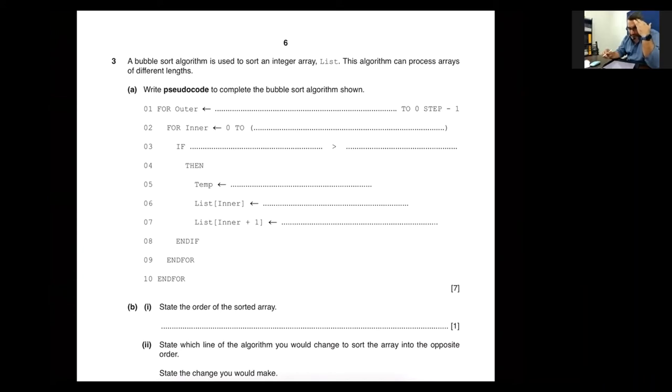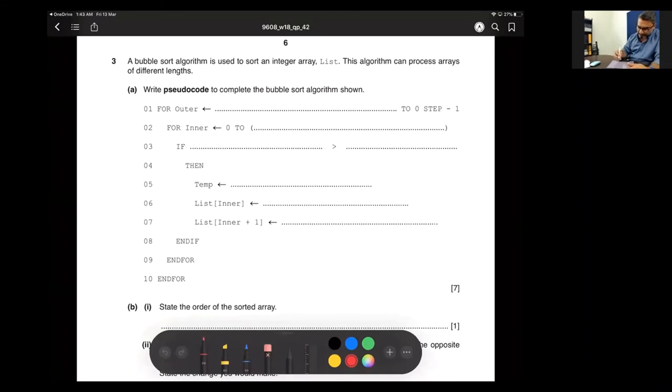So for outer is equal to, we need to find the length of the array. So let's say the length is arrived at in some sort of pseudocode, or we can use the function length for that as well. So let's take function length or the maximum value. For outer is equal to upper bound minus 1 to 0 step minus 1. Remember, this is A2's paper, so the lower bound is 0. So for inner count is equal to 0 to outer minus 1.